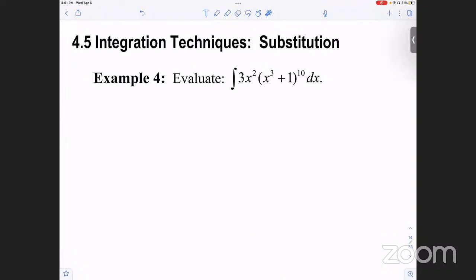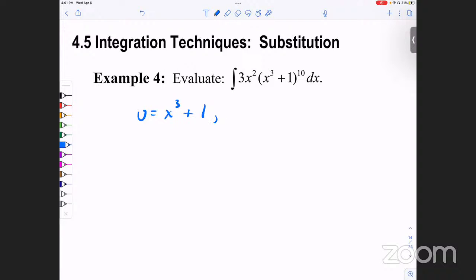Substitution, right? So we're at x. Now if we're going to do this integral directly, obviously you might not be able to do it. So let's try the technique of substitution. Let's try, and you just want to try different u's. We're going to start off with u equals x cubed plus 1.